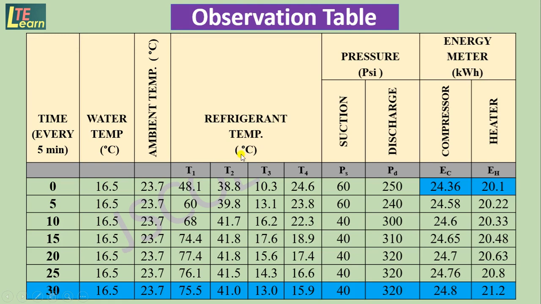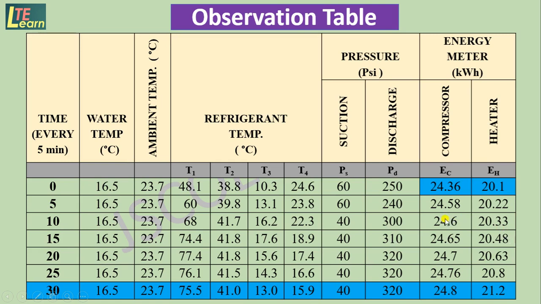Refrigerant temperature readings at 4 locations are mentioned over here. T1 is after compression, T2 is after condenser, T3 is after expansion, and T4 is after evaporator. Pressure gauge readings for the suction side and discharge side of the compressor are mentioned over here in PSI, meaning pounds per square inch. Energy meter reading in kilowatt hour for the compressor is mentioned, also for the heater.